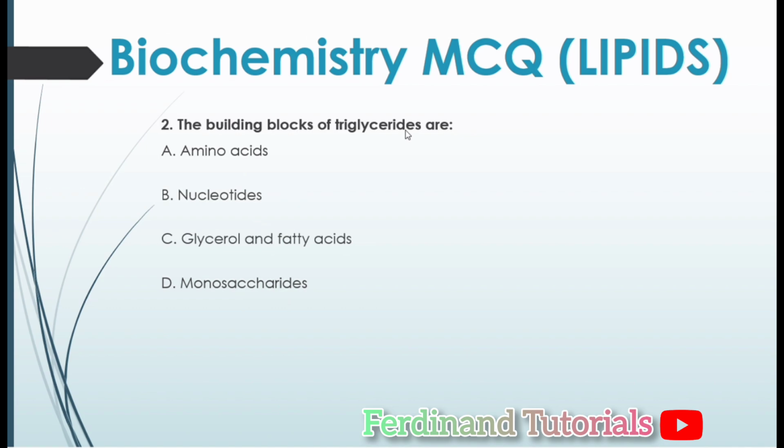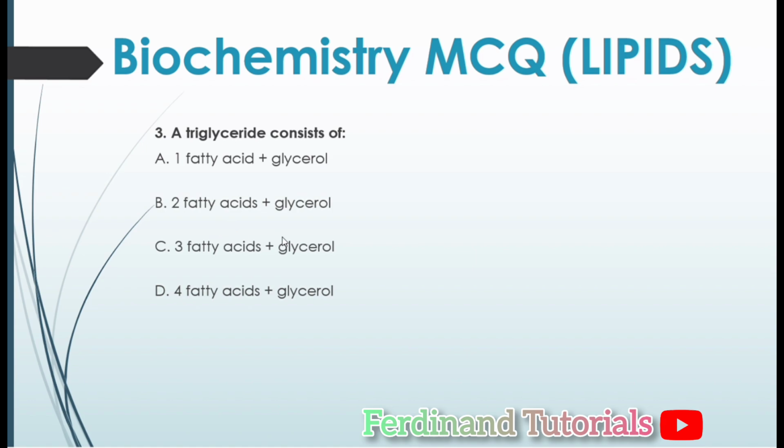The building blocks of triglycerides are A. Amino acids, B. Nucleotides, C. Glycerol and fatty acid, D. Monosaccharides. The correct option here is what? Glycerol and fatty acid. Another name for glycerol is propane-1,2,3-triol.